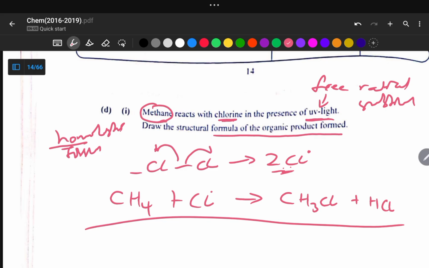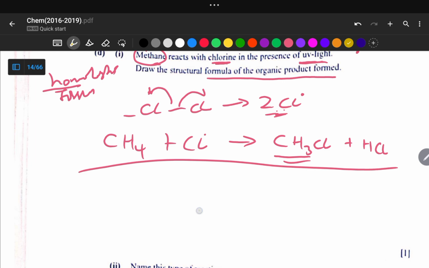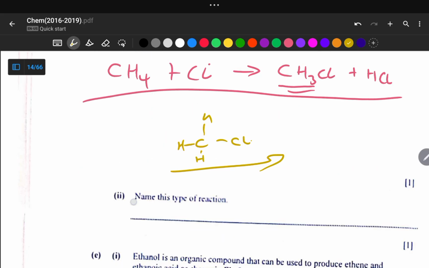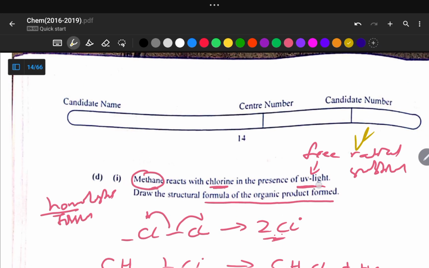We are not going to discuss that during this session. We are going to talk much of it when we are doing A-level chemistry. For now, just appreciate it in this way, right? So we are going to have this chloromethane. This is the structural formula: C, H, H, H, and then Cl, and we are done. We can now proceed to the question which says name this type of reaction. This one is a free radical substitution reaction, right?